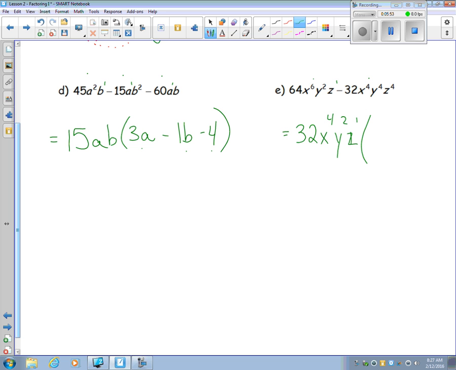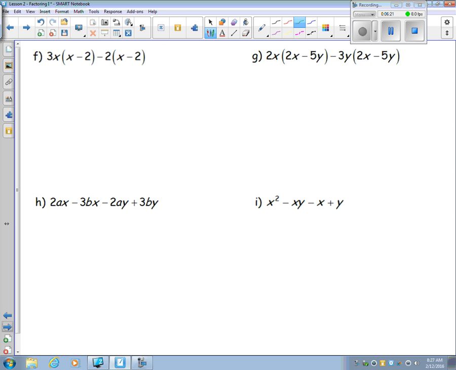What am I left with? 64 divided by 32 is 2. 6 x's, but we took out 4. 2 y's came out, 1 z came out. That's all I've got for that first part. Minus 32 divided by 32 is 1. We took out 4 x's. We took out 2 y's, so I'm left with 2. We took out 1 z, so I'm left with 3. And that's some common factoring.